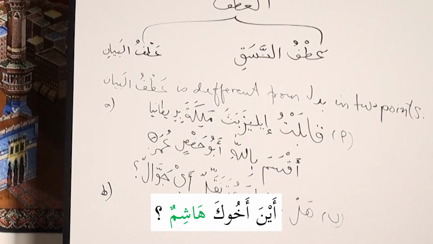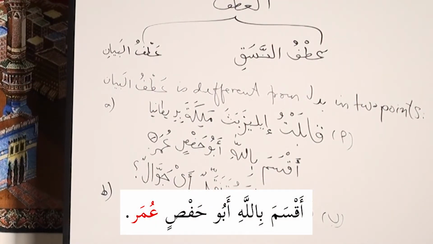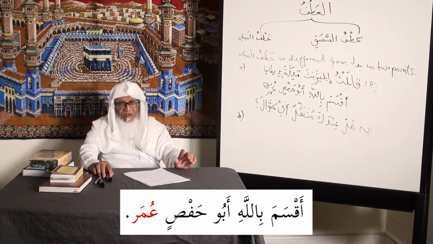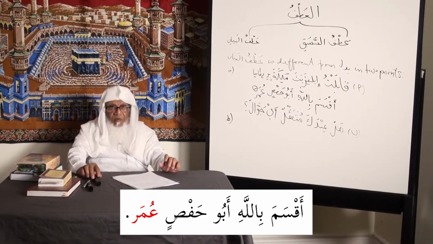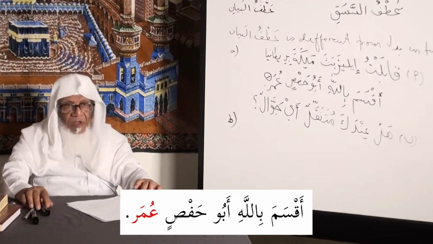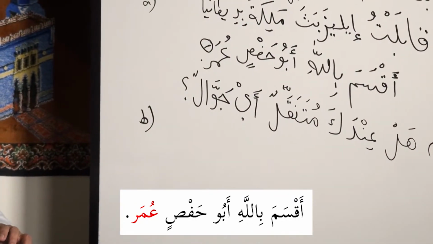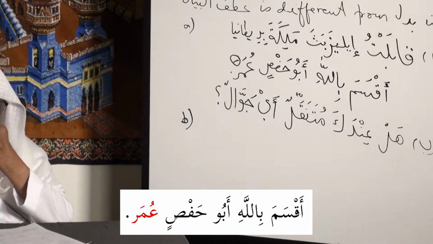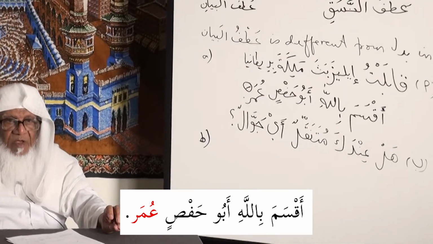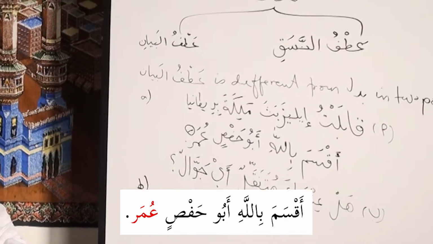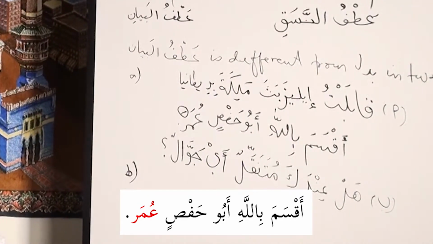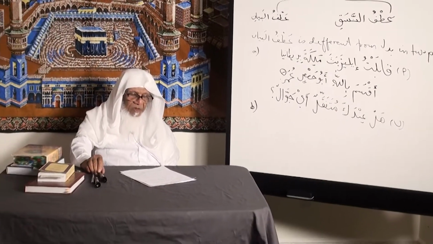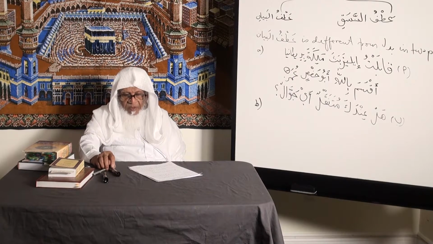But in Athful Bayan, we are concerned with the first element. That is, our primary concern is the first element. Aqsama Billahi Abu Hafsin. Our concern is with Abu Hafs. And Umar, we have used it only to make it clear whom we mean by Abu Hafs. But our primary concern is with the first element. And the second element has been used only to explain or clarify the first element. So these are the two points of difference between Athful Bayan and Al-Badal.